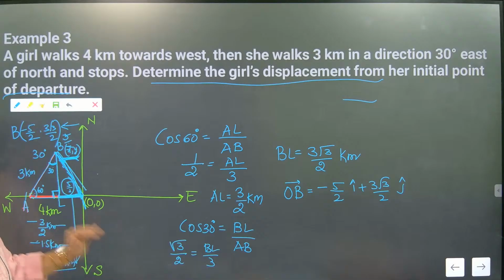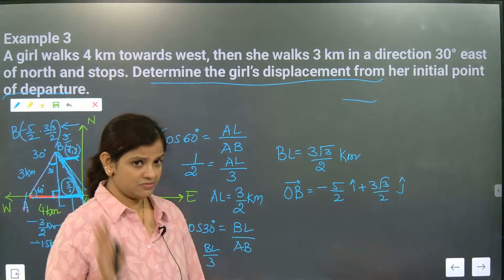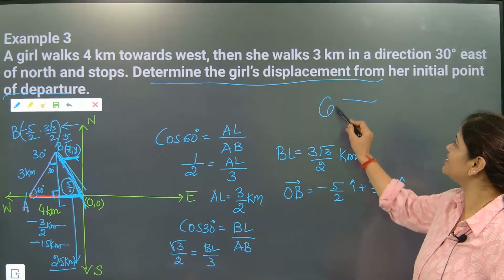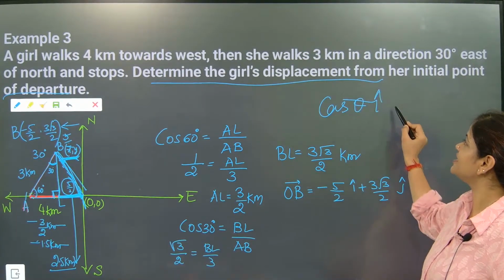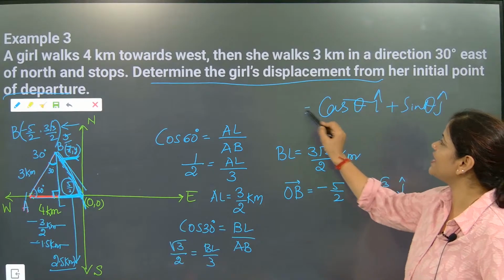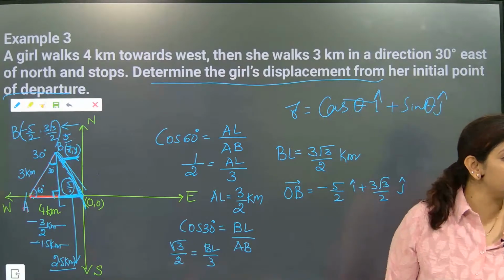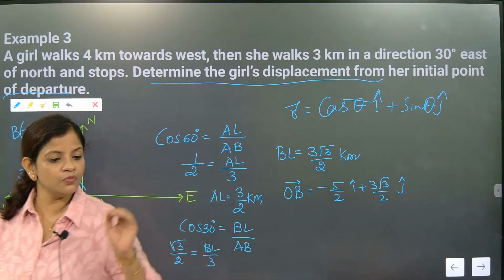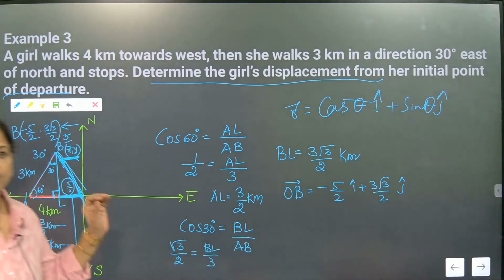So, beta, what is the general formula we got? General formula for a unit vector in the xy plane? Cos theta, what is the general formula we got, Vishwa? Cos theta i cap plus sin theta j cap, and that will be equal to the r vector. What is the r vector? It is a unit vector. That's the most important catch point we are going to consider.